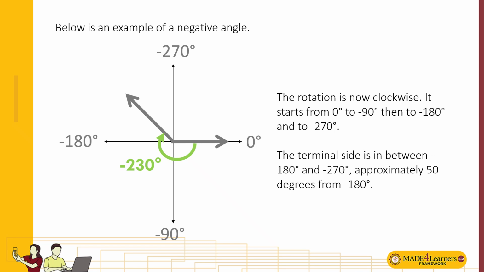As much as possible in our computations later on, we use positive angles. So if ever there's a need to use a negative sign, don't forget that the negative sign simply tells us that the rotation is clockwise.